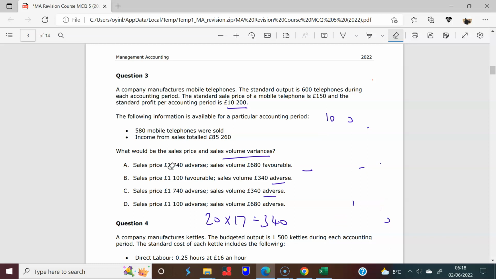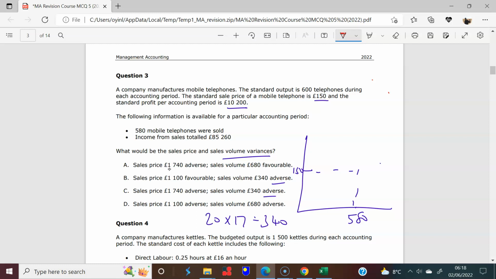Now, in terms of pricing, we are focused on the price on each of these units. You are to sell each of these units at £150. That's the plan, 150. And you sell 580 phones. So technically, I can find how much you actually sold each phone for. I don't need to, because I have the total.